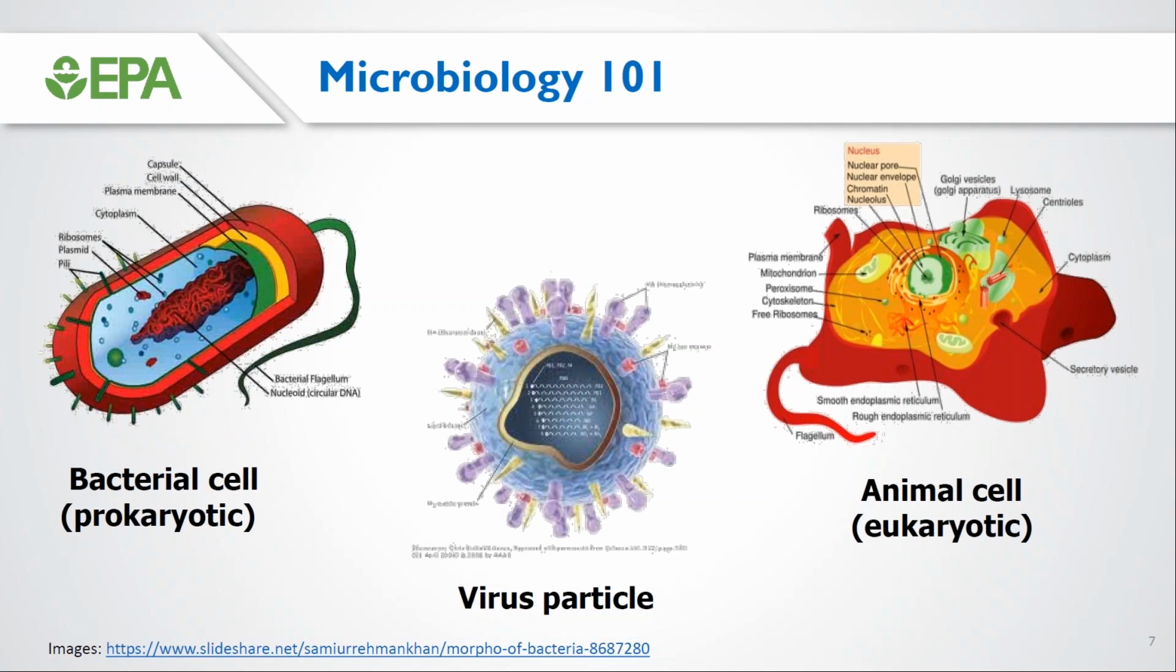And then lastly here I have a eukaryotic cell, which is an animal cell. This is an example of something that a human has, a cell similar to this. So we are more similar to protozoans, which are also eukaryotic cells that I'll be talking about later on in this presentation. Next slide.